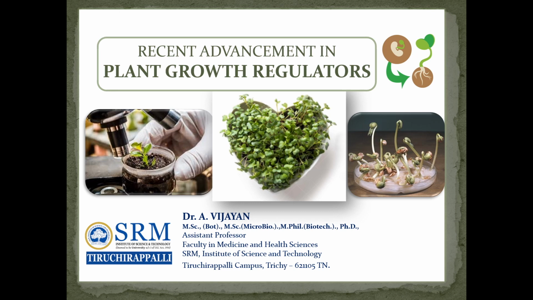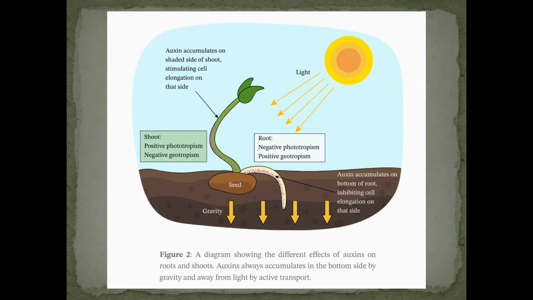One of the plant hormones is auxin. A major role of auxin is that it accumulates on the shade side of the shoot, stimulating cell elongation on that side. The shoot shows positive phototropism and negative geotropism, and the root shows negative phototropism and positive geotropism.